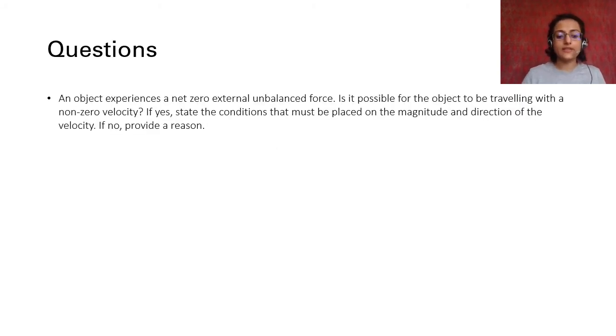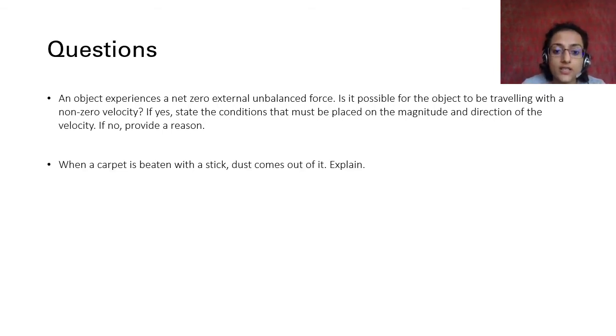These are again some questions that are given at the back. These are all theoretical. The numerical part of the back questions I'm going to be taking up in the next part. An object experiences net zero external unbalanced force. Is it possible for the object to be traveling with a non-zero velocity? Non-zero velocity, which means it has some speed. If yes, state the conditions that must be placed on the magnitude and direction of velocity. If no, provide a reason.